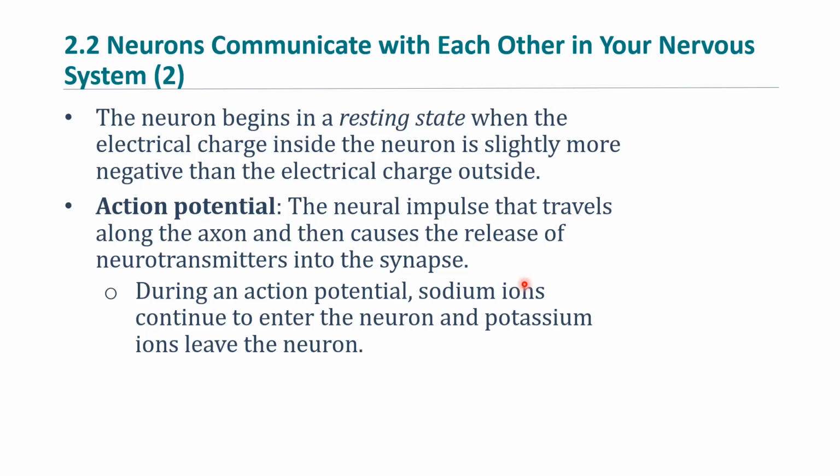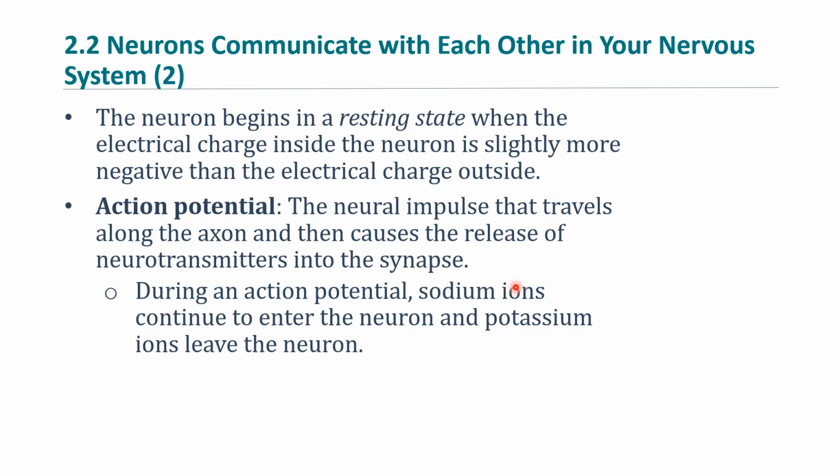When the neuron gets stimulated by nearby neurons through its dendrites, if it gets stimulated enough, it causes what's called an action potential. That's the neural impulse I mentioned. It travels along the axon and it causes the release of neurotransmitters, brain chemicals, into that little tiny gap, the synapse. So during the action potential, sodium ions continue to enter the neuron. The positive charged sodium ions come in, and the potassium ions leave, the negative ones leave. And this is what causes the electrical impulse.